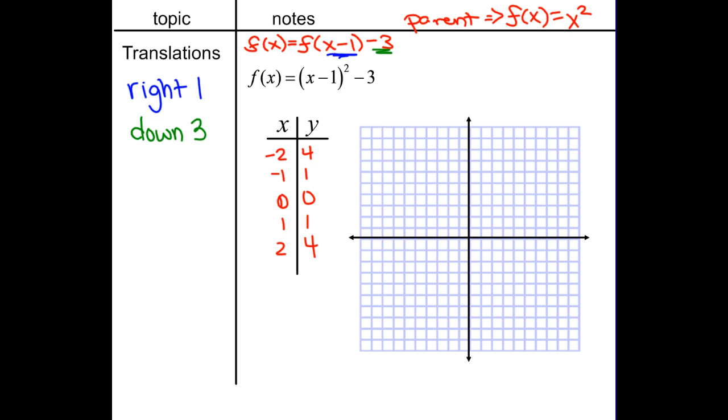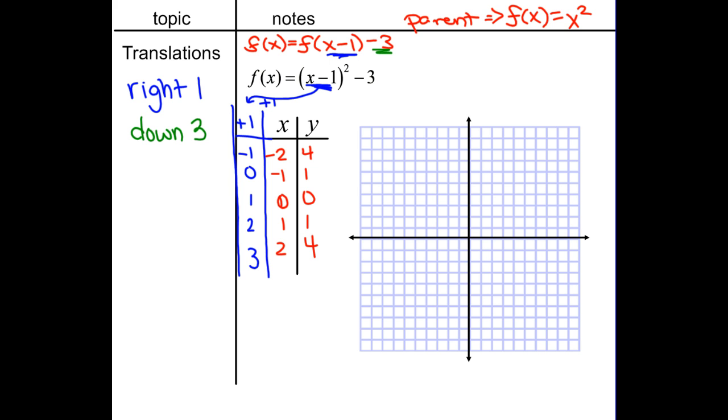Now, like the previous problem that we did, we need to look at what's changing. When it's on the inside of our parentheses, that's going to change our x values. And all we have to do, if we're going right 1, is add 1 to each of our x values. So we're thinking opposite here again. Since we're going -1, we're going to add 1. So really we get -1, 0, 1, 2, 3.